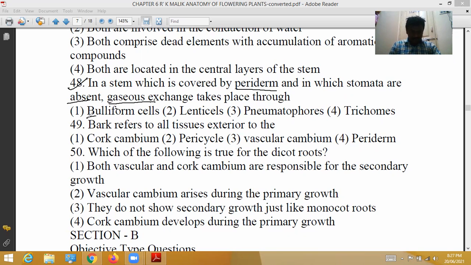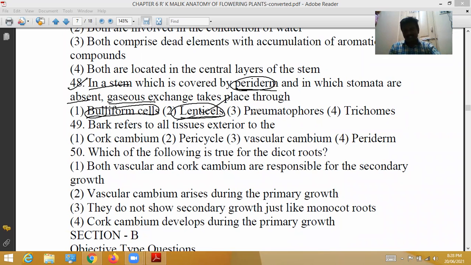It is not bulliform cells, these are located in monocots. So it is lenticels. Lenticels are located in the stem, covered by periderm. Where stomata are absent, exchange of gases takes place through lenticels. That is the correct option.